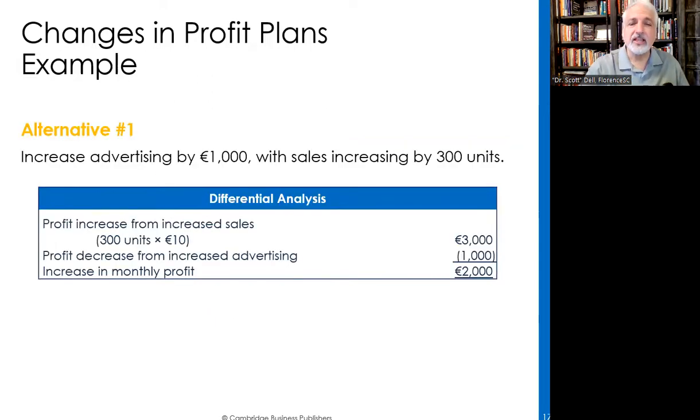So alternative one, what does that look like? Well, profit increase, we sell 300 more units. The contribution margin, not the sales total, but the contribution margin addition is 10 euros per unit, not 20. So a total of 3,000 euros. And we have to pay 1,000 euros for that advertising. Increase in monthly profit, 2,000 euros.